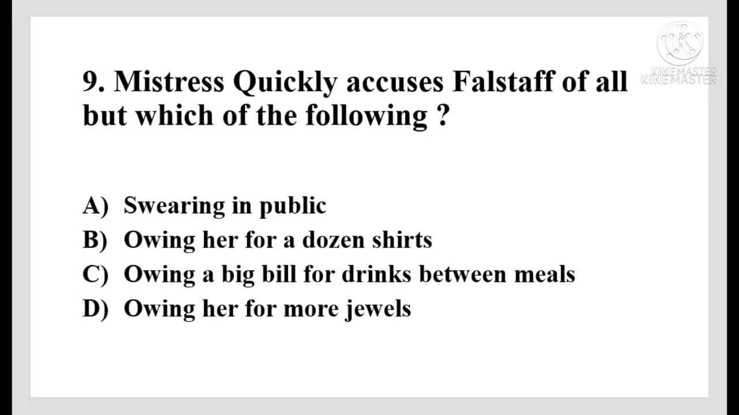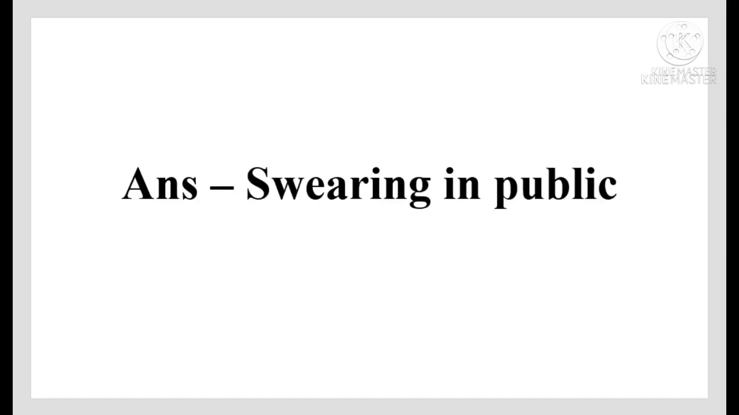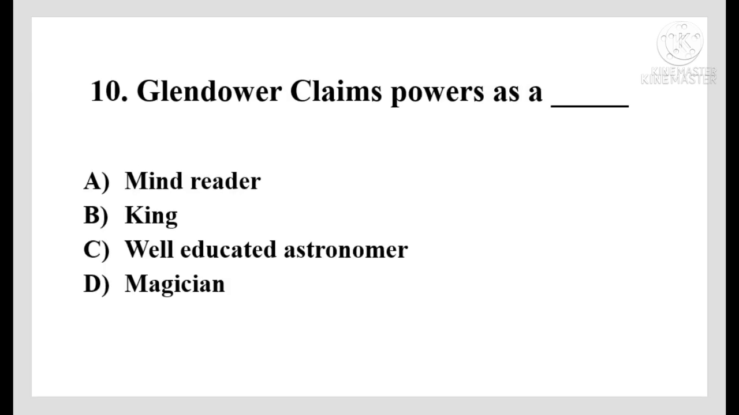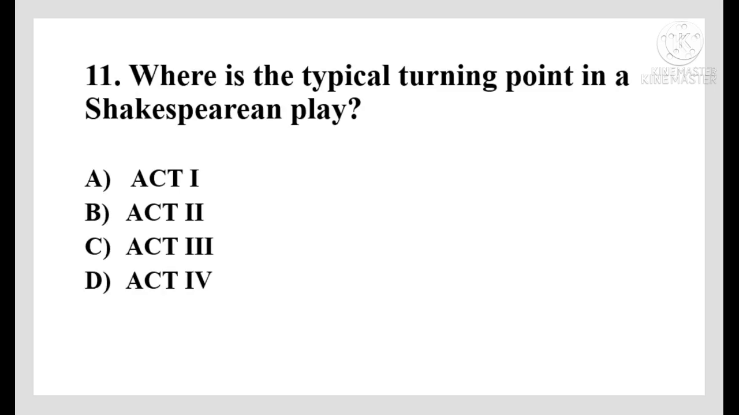Mistress Quickly accuses Falstaff of all but which of the following? Swearing in public, owing her for a dozen shirts, owing a big bill for drinks between meals, owing her for more jewels. Answer: swearing in public. Glendower claims powers as a dash, mind reader, king, well-educated astronomer, magician. Answer: magician.